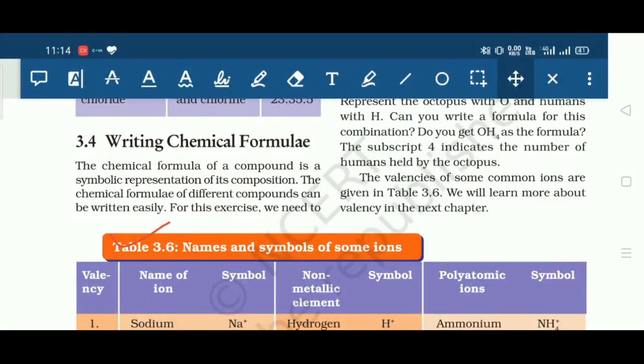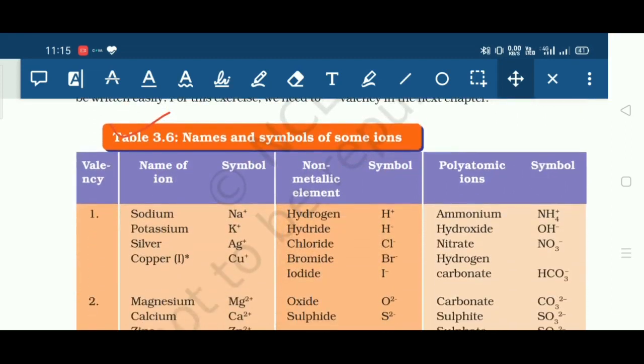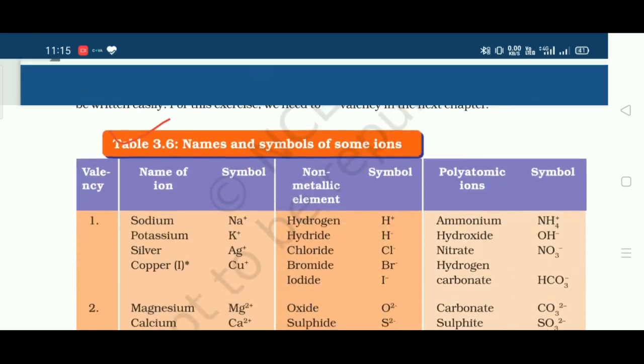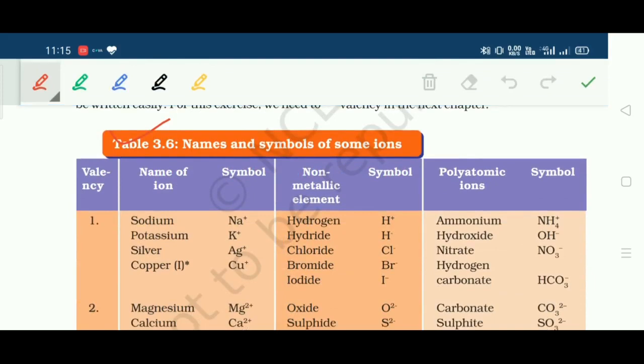Good morning, students. Today we are going to learn how to write chemical formulae of various compounds. Now, students, keep in mind that in order to write chemical formulas, you have to learn names and symbols of all the ions present on page number 37 in table 3.6.